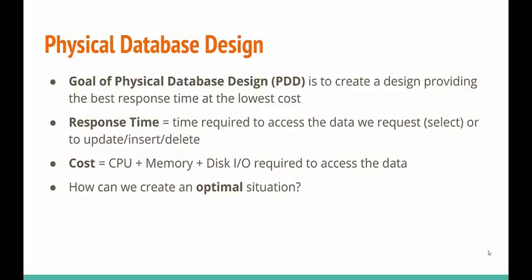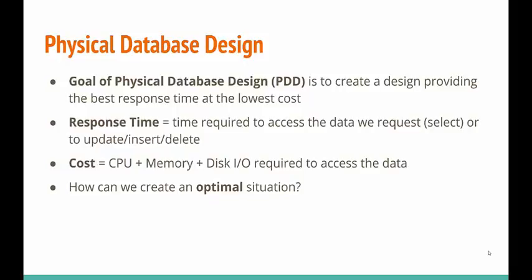Often money factors in, of course. But when we talk about cost here, we're talking about CPU speed, CPU usage, memory usage, and disk I/O required to access the data. Obviously, we want to minimize that as much as possible. Our response time is the time required to access the data we request, for example with a select statement, or to update, insert, or delete. So how can we create an optimal situation?